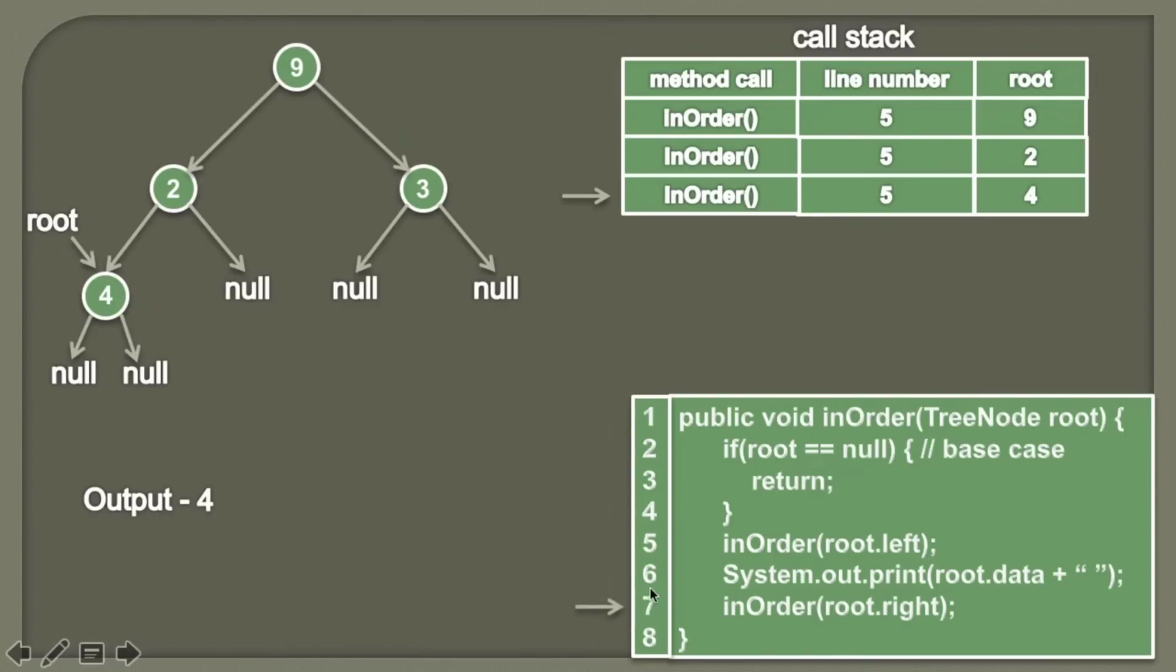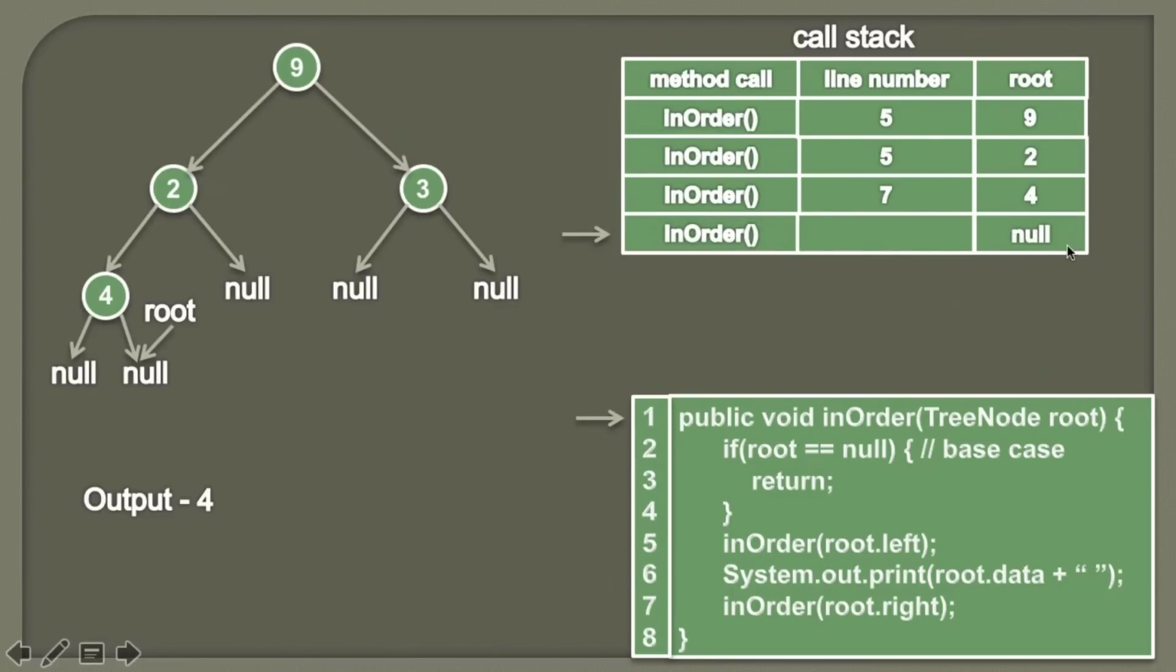And here, as we are leaving this method on the line 7, we'll keep track of the line number. So now it will be 7. And we also know that once we call this method, the in-order method will be called again, and this time with root's right, which is null. So currently root is pointing to node 4, and when we call this in-order method with a null value, now root will point to null. And we also know that there will be one more method on this call stack with the root as null.